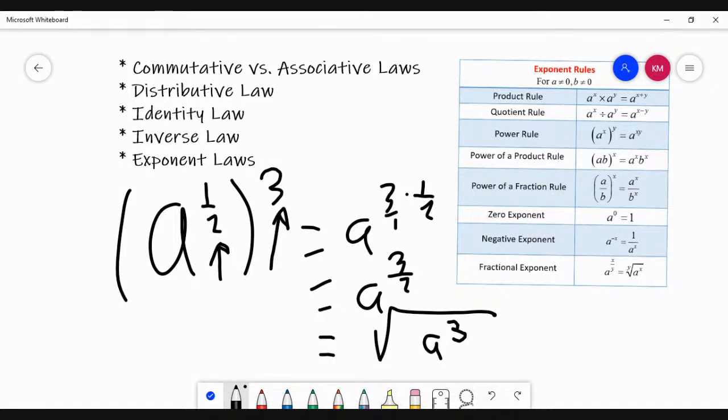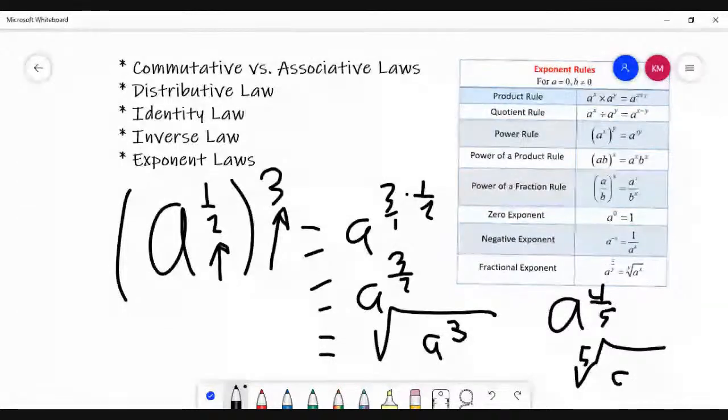The same thing goes if you have A to the 4/5 power. Me and my handwriting today, I do apologize, everyone. A to the 4/5 power. The bottom number tells me my root, so that means this is the 5th root of A, and the top number tells me the power that this is being raised to.